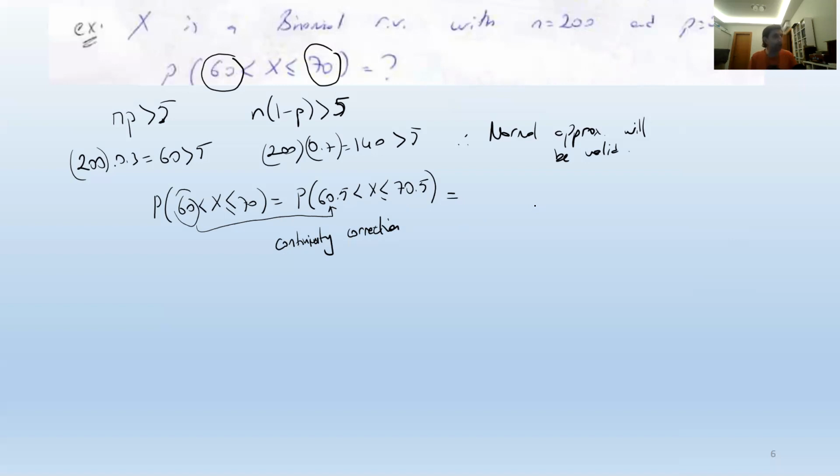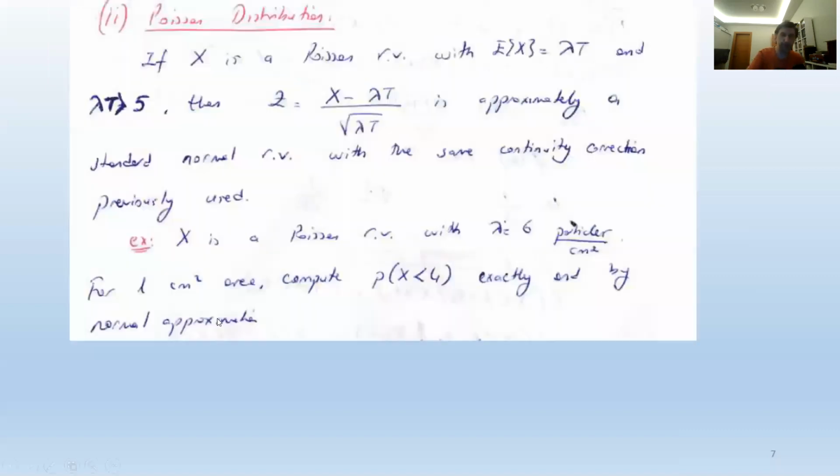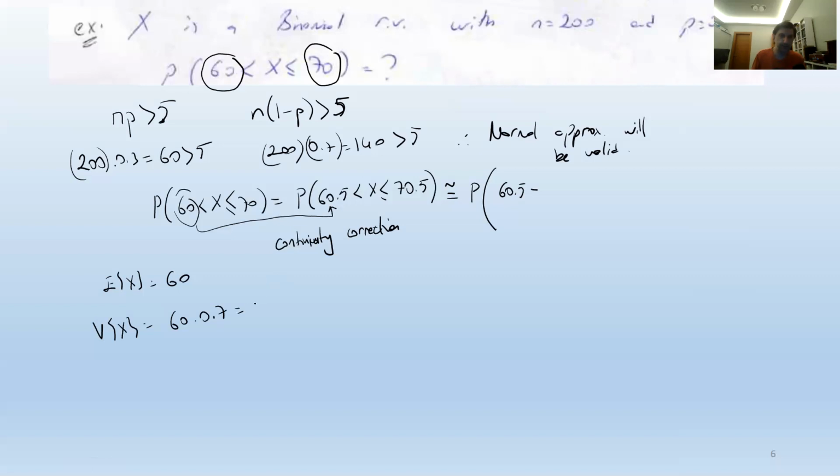And the next step is going to be the normal approximation. So we are going to standardize the normal variable. So this is going to be approximately equal to the probability of 60.5 subtracted from the expected value. Here maybe we should have found the expected value. Actually, it's already been found. It's 60 here. And the variance of X is going to be equal to 60 multiplied by 0.7, which is going to be equal to, I think, 21. Yes. Oops. I'm sorry. 42.